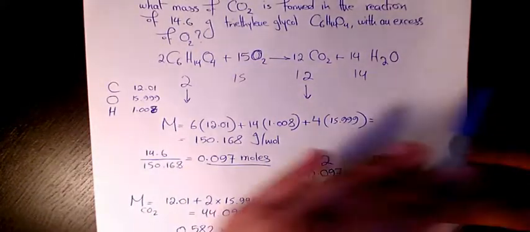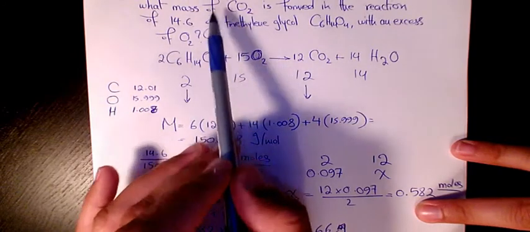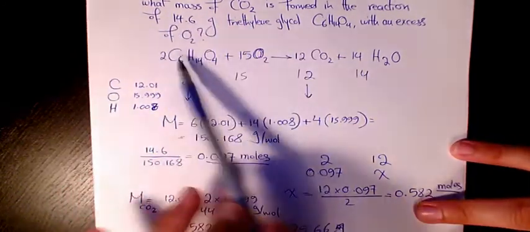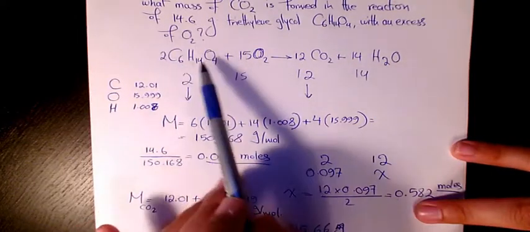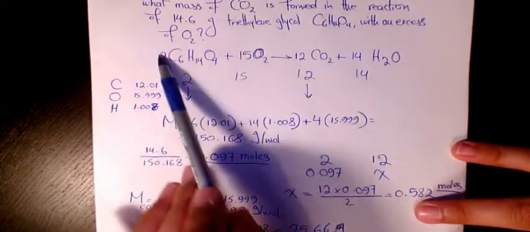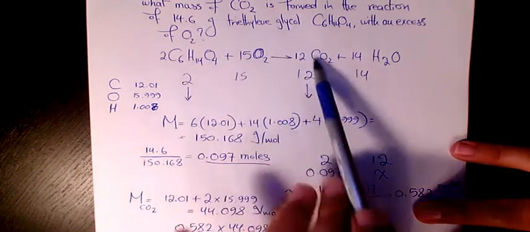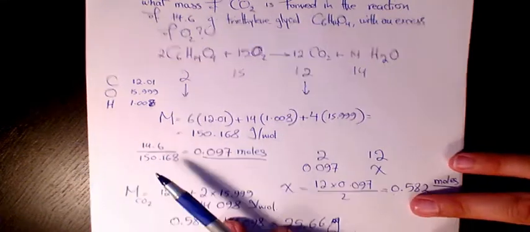So let's quickly review it. We had the mass of triethylene glycol. We wrote the equation, that's balanced. So the relationship between these two is 2 and 12. It means that for every 2 moles of triethylene glycol, we will produce 12 moles of carbon dioxide.